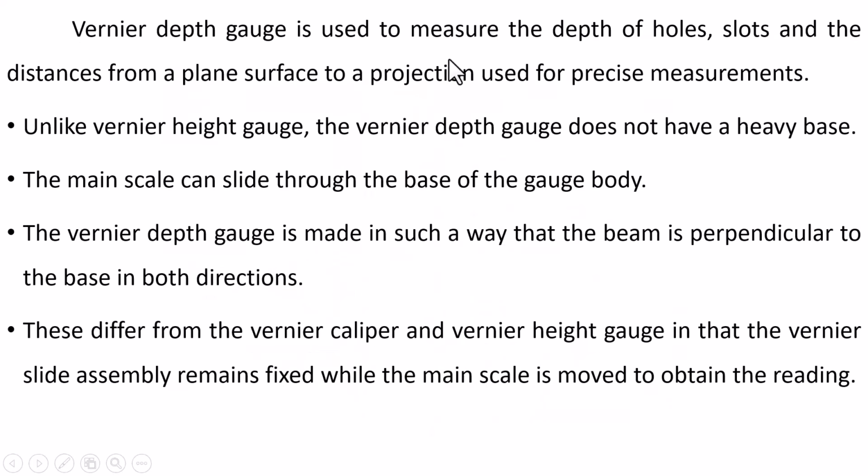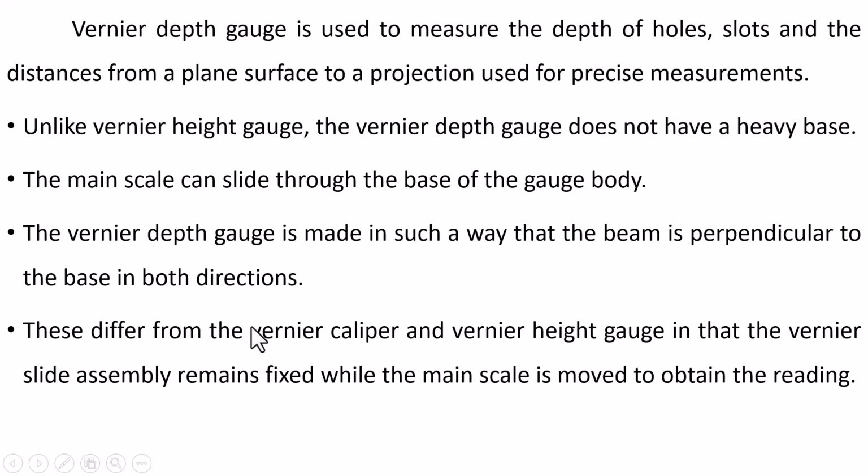Vernier depth gauge is used to measure the depth of a hole, a slot, and the distances from plane surfaces to a projection, used for precise measurements. Unlike a vernier height gauge, the vernier depth gauge does not have a heavy base. The main scale can slide through the base of the gauge body. It is made in such a way that the beam is perpendicular to the base in both directions.